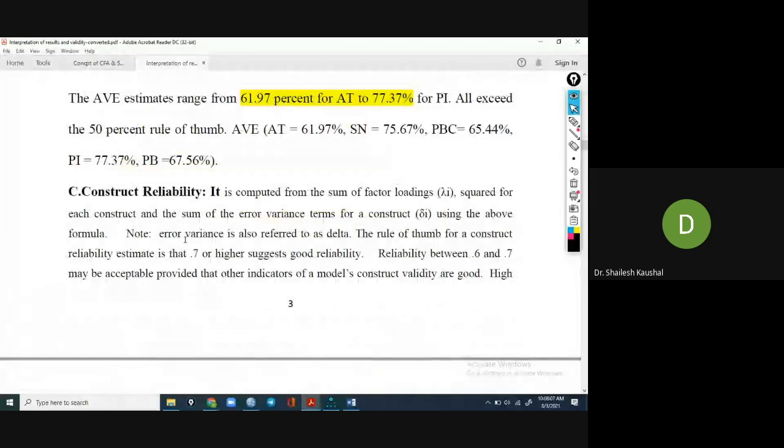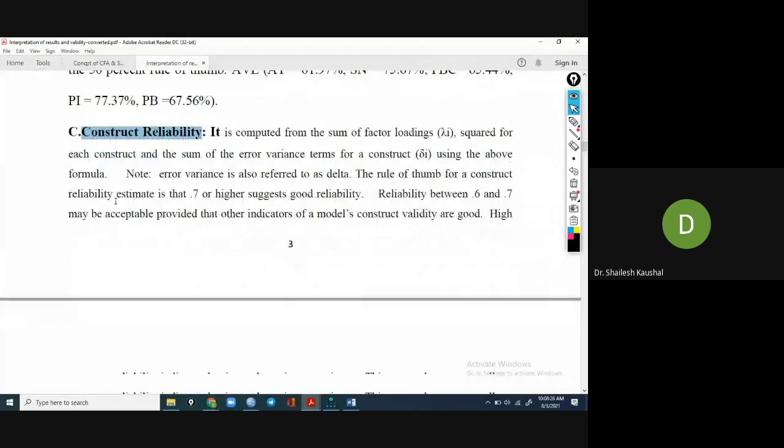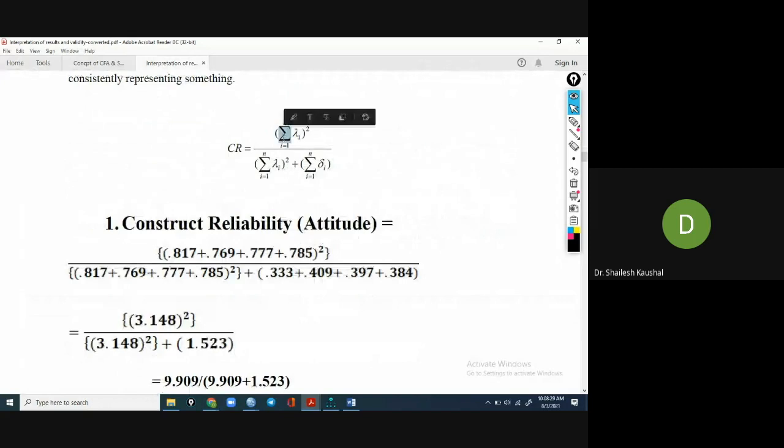The third method is construct reliability. The value should be greater than 0.7. It is computed from the factor loadings squared for each construct, and then the sum of the error variance terms for a construct using the above formula. This is our formula. We add all the factor loading values. For example, the construct is attitude, and it has 4 questions.